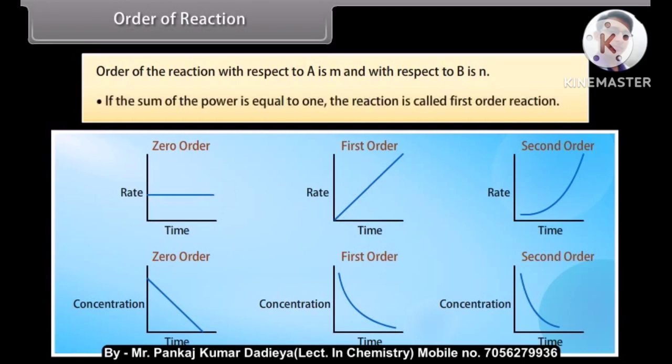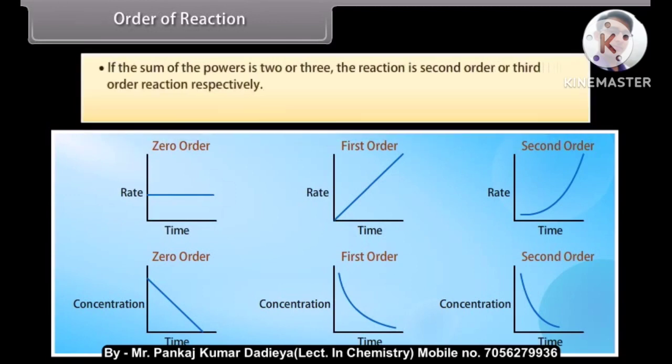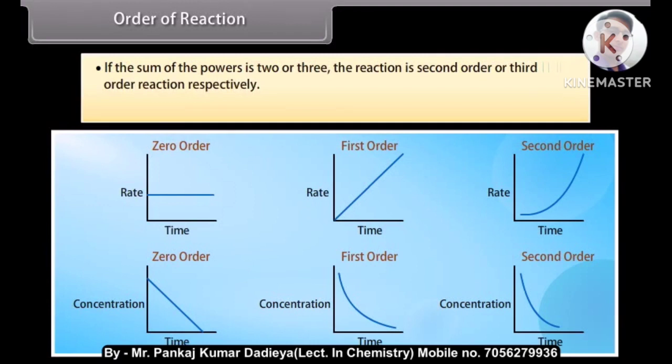If the sum of the powers is equal to 1, the reaction is called first order reaction. If the sum of the powers is 2 or 3, the reaction is second order or third order reaction respectively. The order of a reaction can also be 0 or fractional.